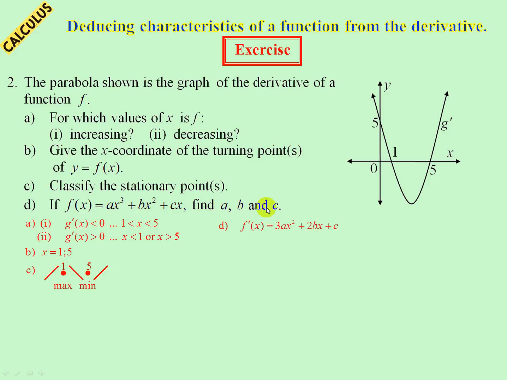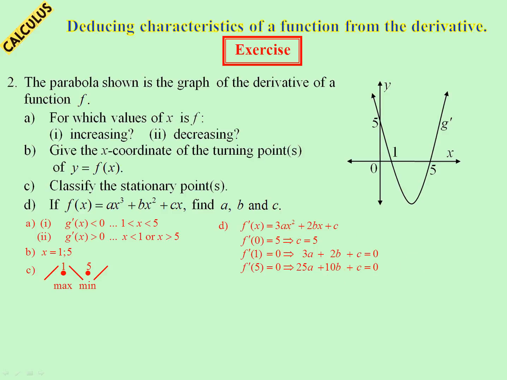Now we have to find a, b, and c. Well, I'm going to find f prime of x. There it is there. And we know enough about this graph to pick up everything. f of 0 is 5, so therefore c is 5. f of 1 is 0, so it gives me one equation. f prime 1 is 0, f prime 5 is 0, there's the other. So all I'm doing is substituting 5, 0 into there and 1, 0 into there.